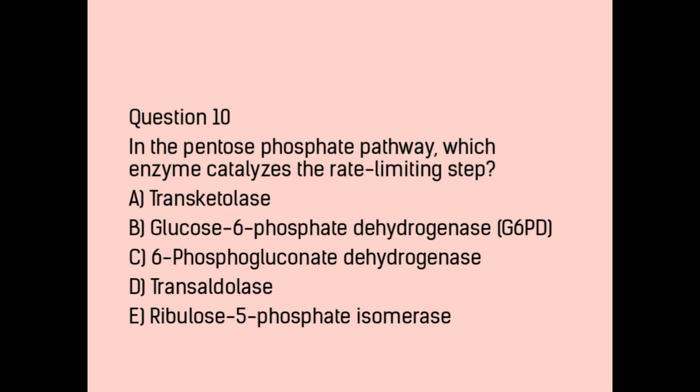Now for question 10, which is our last question but not the least. In the pentose phosphate pathway, which enzyme catalyzes the rate limiting step? A. Transketolase. B. Glucose phosphate dehydrogenase. C. 6-phosphogluconate dehydrogenase. D. Transaldolase. E. Ribulose 5-phosphate isomerase.